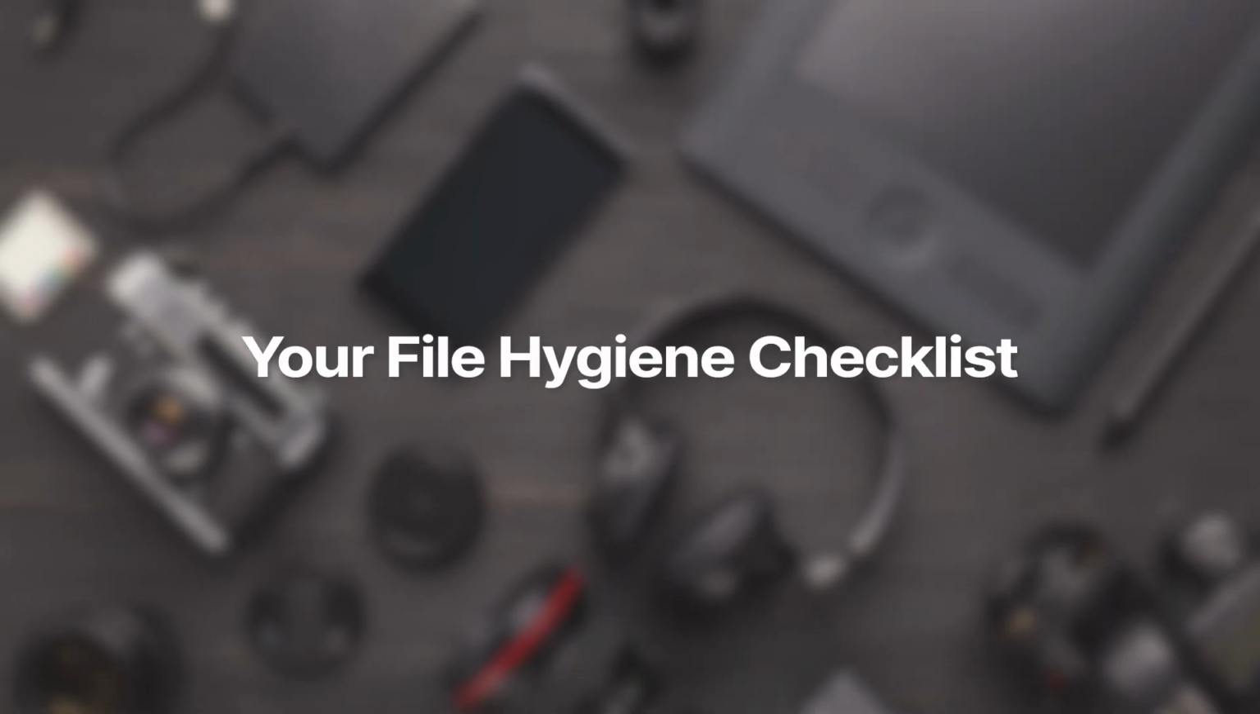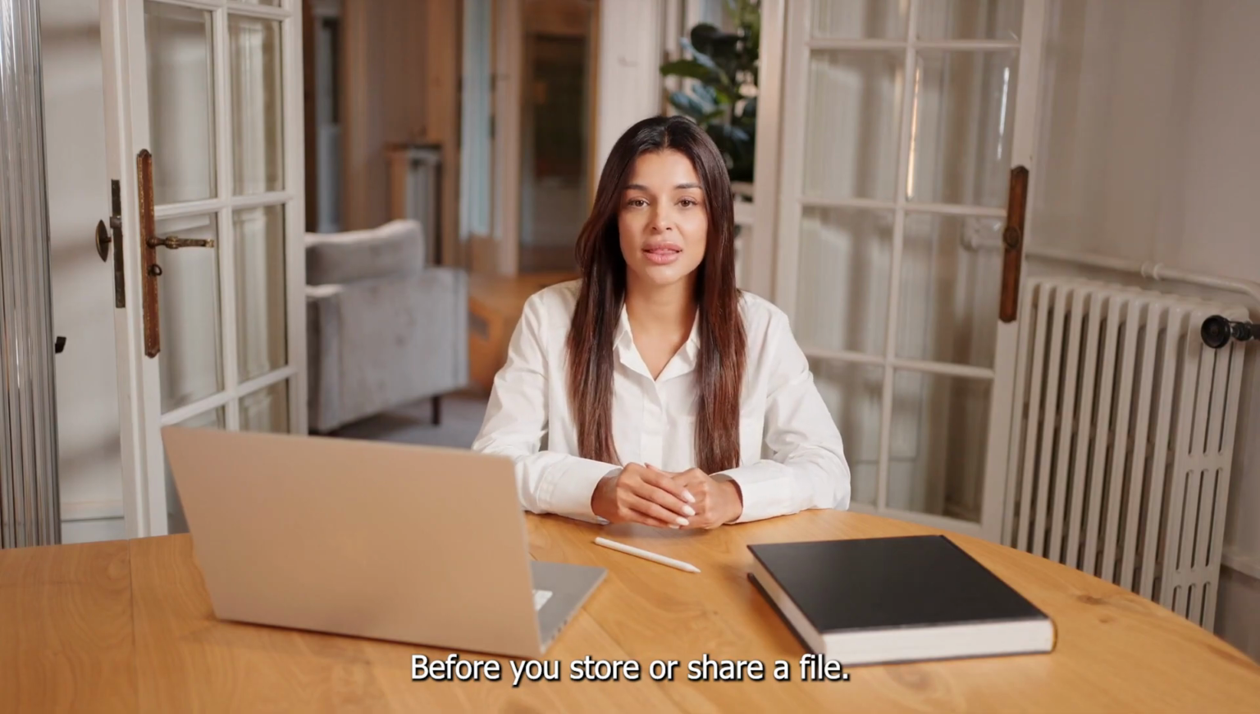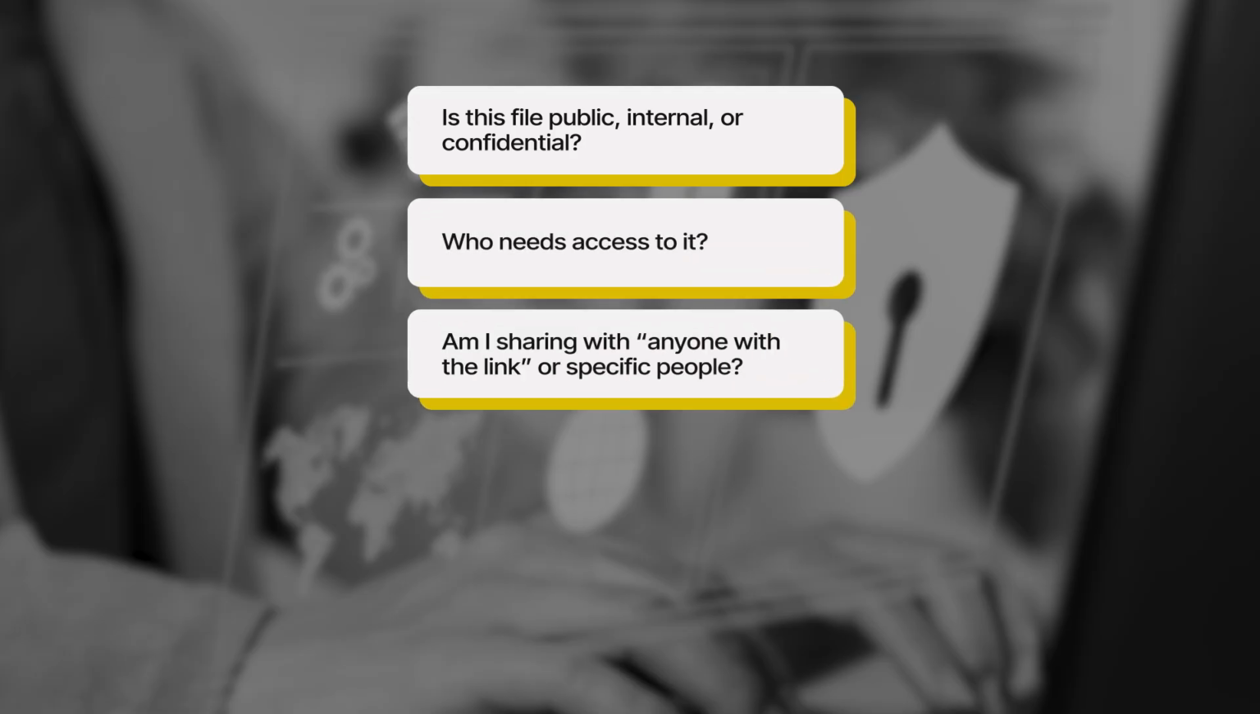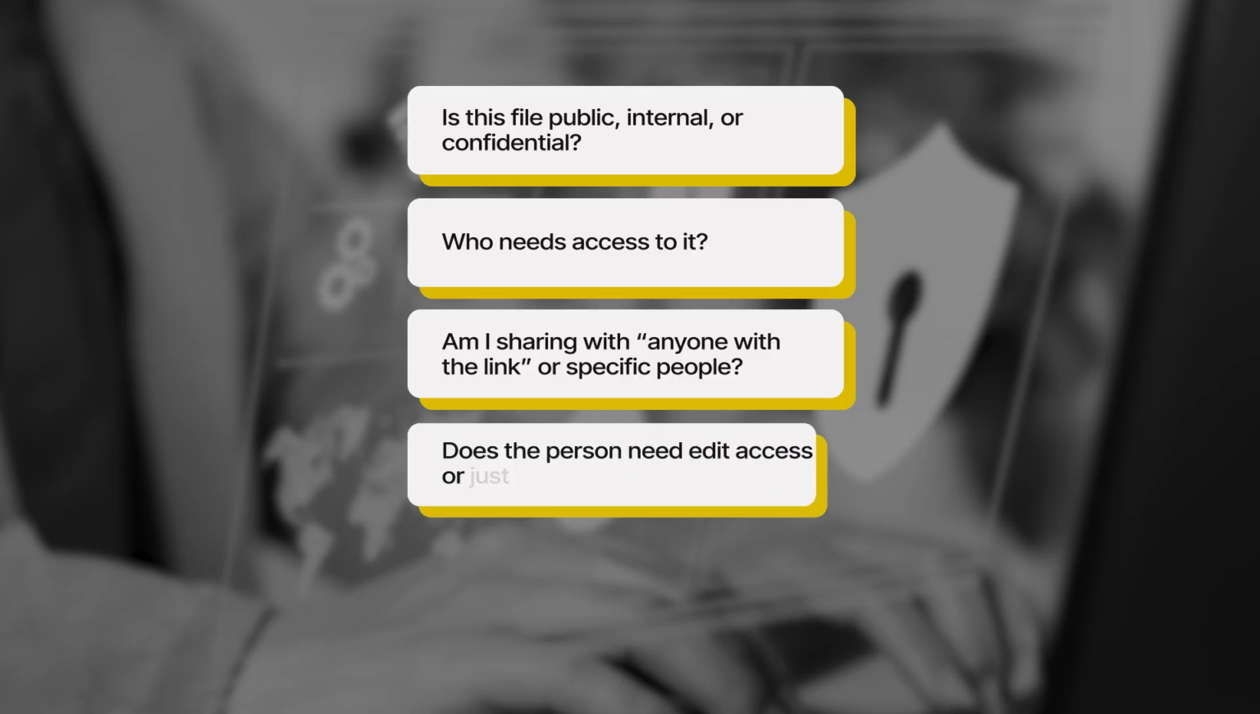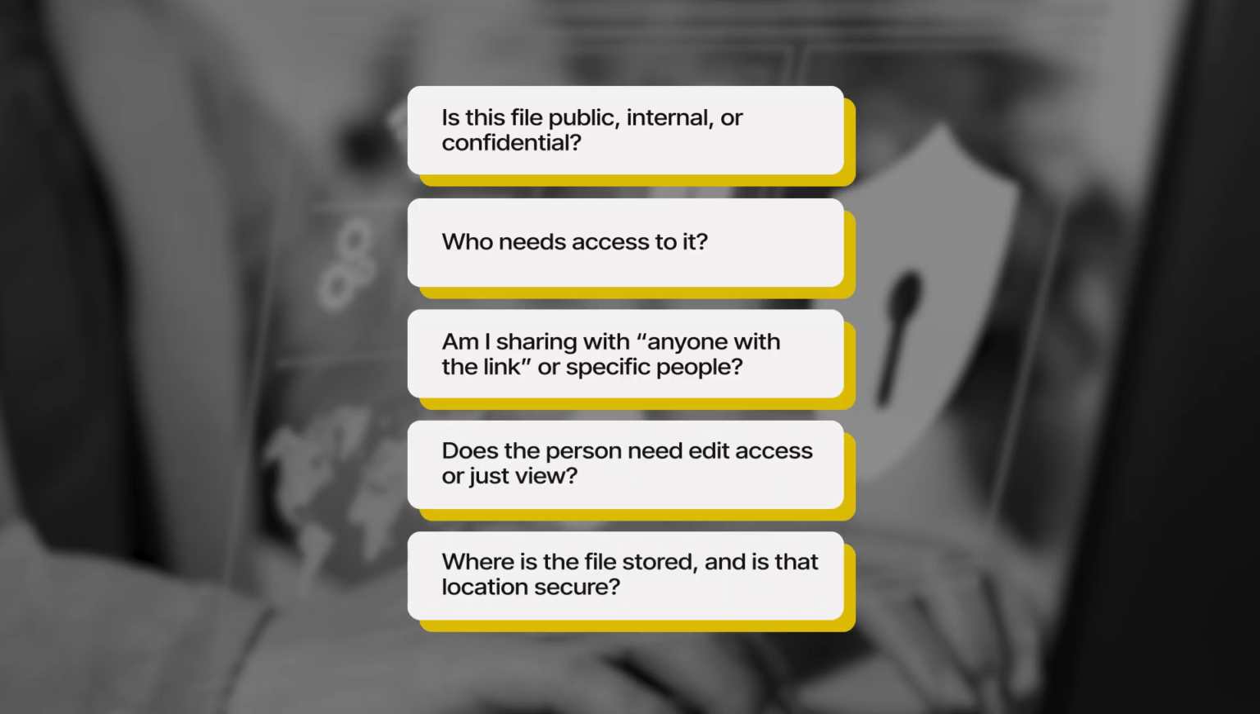Your file hygiene checklist. Before you store or share a file, ask: is this file public, internal, or confidential? Who needs access to it? Am I sharing with anyone with the link or specific people? Does the person need edit access or just view? Where is the file stored, and is that location secure?